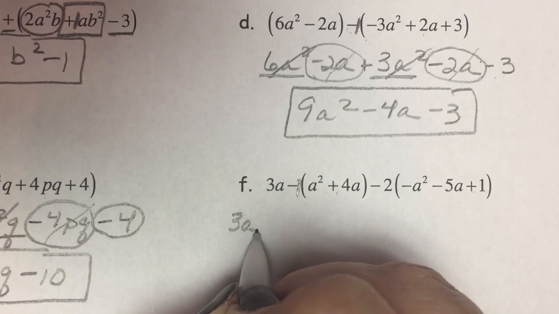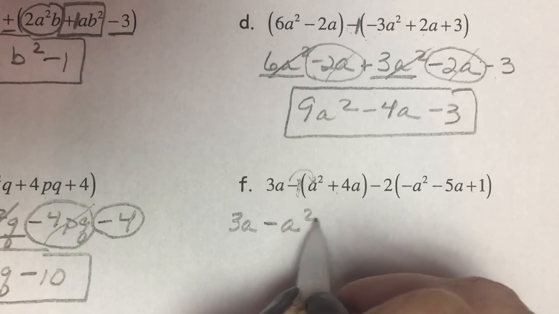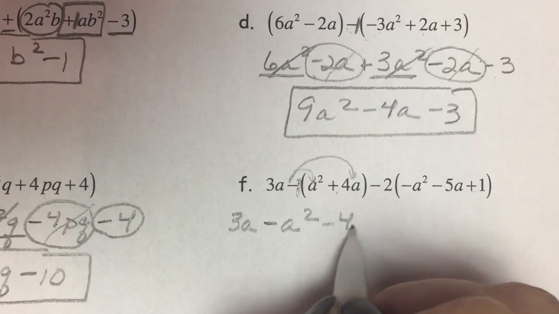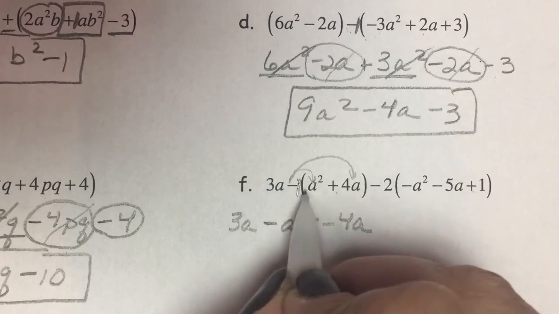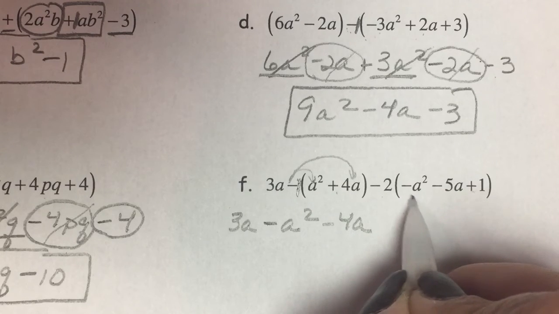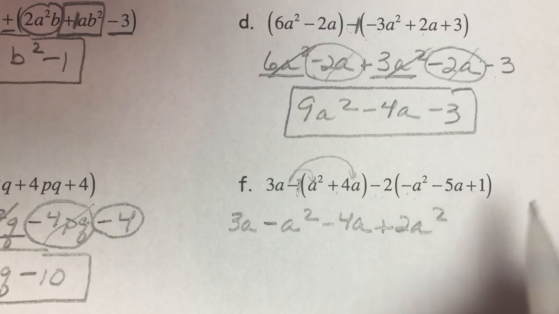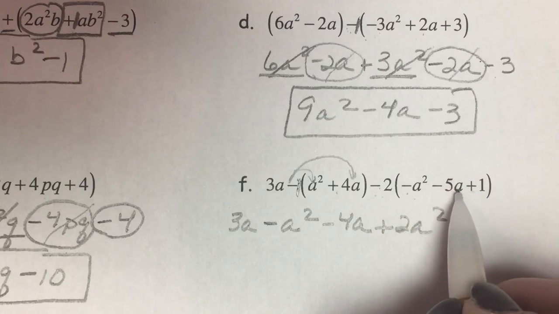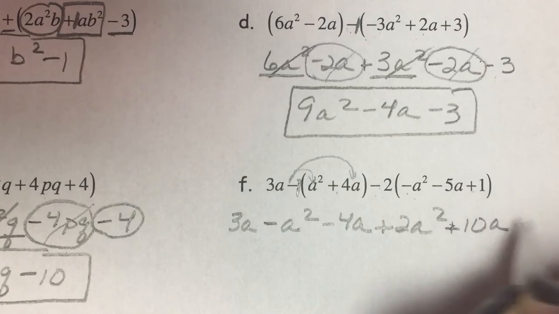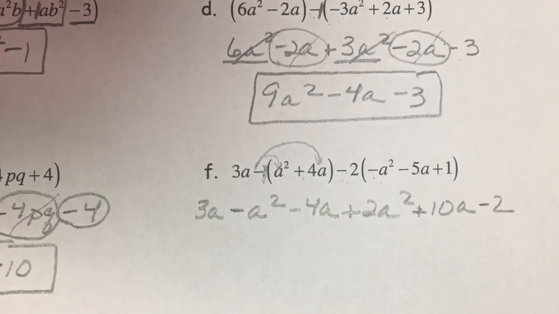So here we go. The 3a stays on its own. And then negative 1 times a squared is negative a squared. Negative 1 times 4a is negative 4a, so that's it for this set of parentheses. Now we have negative 2 times negative a squared. Don't forget, a negative times a negative is plus 2a squared. Negative 2 times negative 5a, again, negative times a negative is plus 10a. And then negative 2 times 1 is a negative 2.